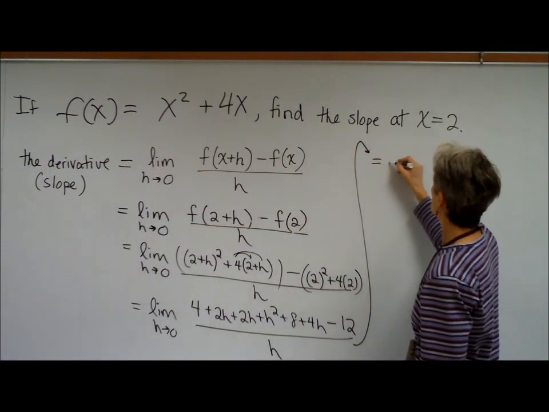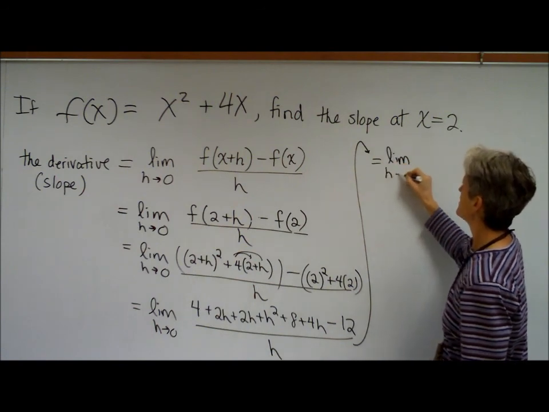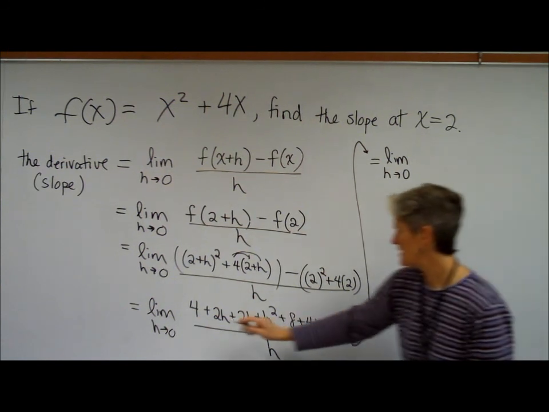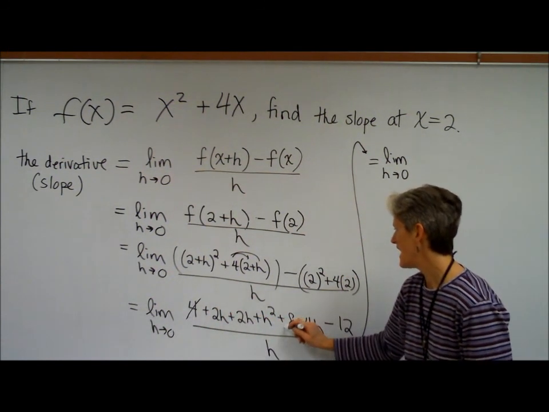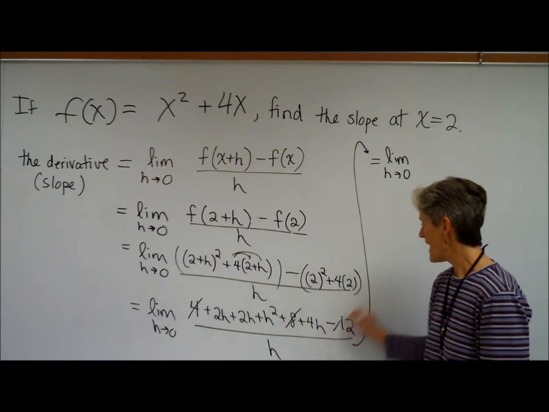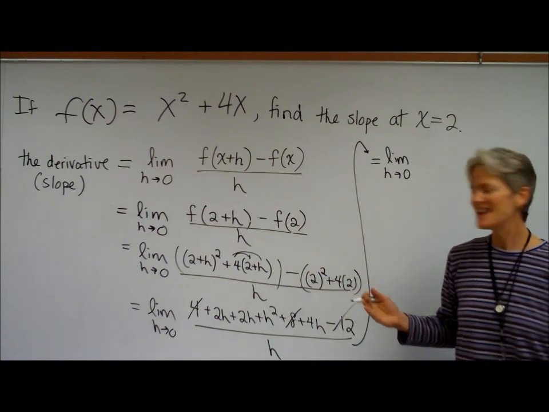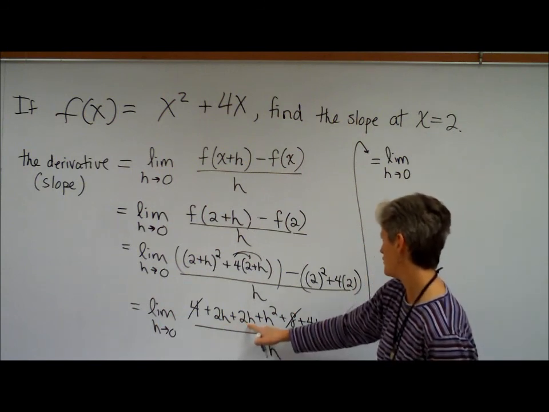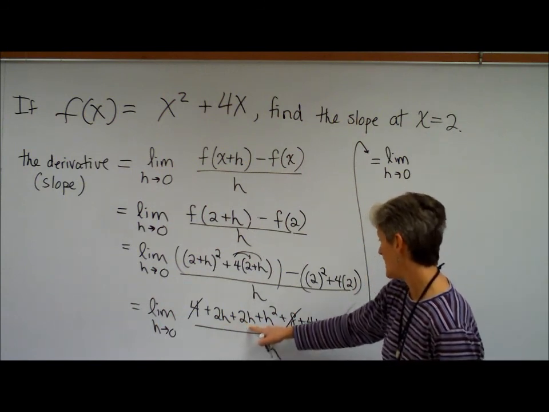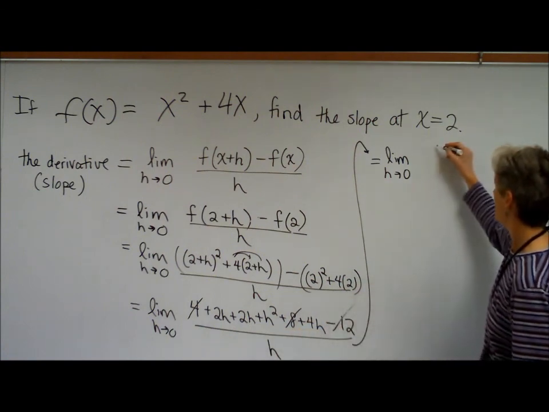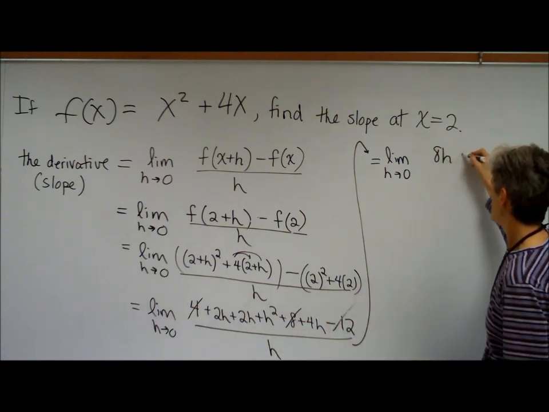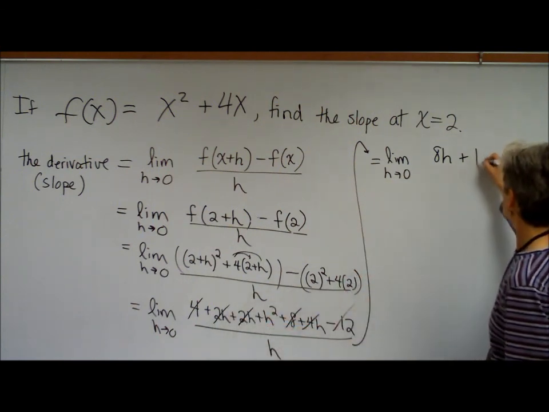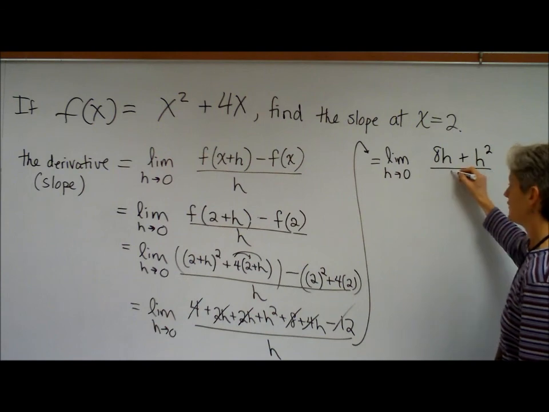So this equals the limit. You have to keep writing equals the limit as h approaches 0 to remind ourselves that that's what we're doing. Well, let's combine like terms. Let's see, we have 4 plus 8 is 12. Minus 12, 0. I love that. Let's see. 2h plus 2h is 4h plus 4h is 8h. So I took care of my h's. Plus h squared all over h.